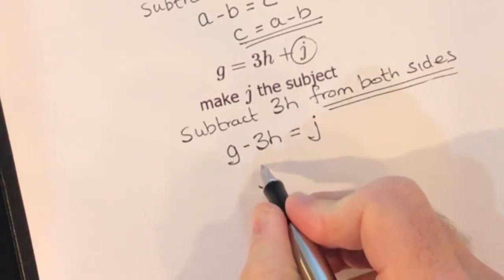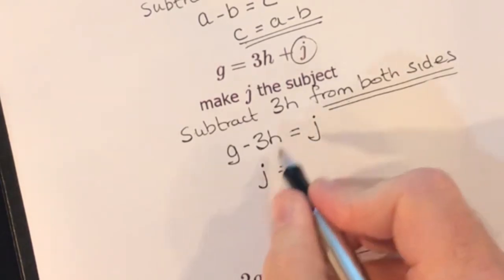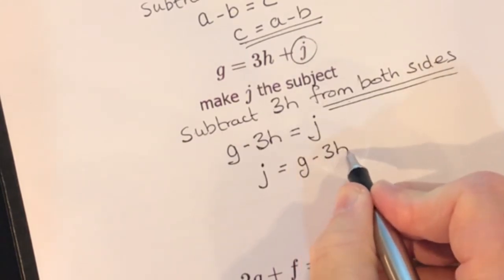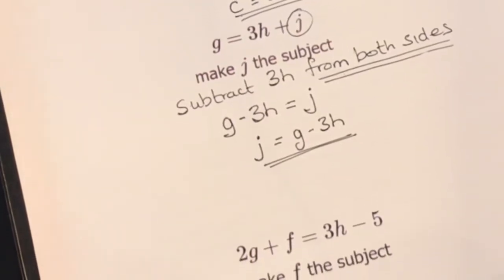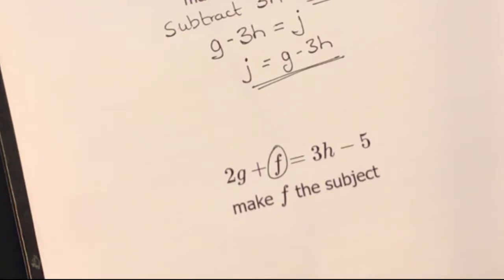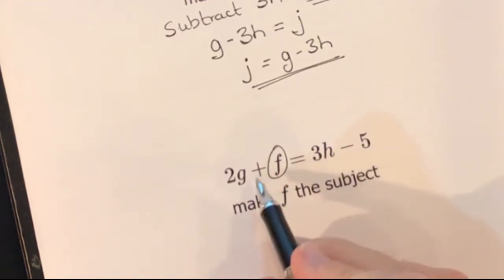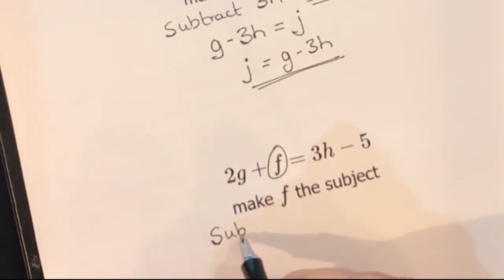So there's nothing wrong with then making it more explicit by writing the J on the left of the equal sign and writing the G minus 3H on the right. So that's the answer. We've made J the subject of that equation. And now the last level 1 example, we have to make F the subject. Well, there's F, and at the moment it's being added to 2G. So we'll undo that adding by subtracting 2G from both sides.